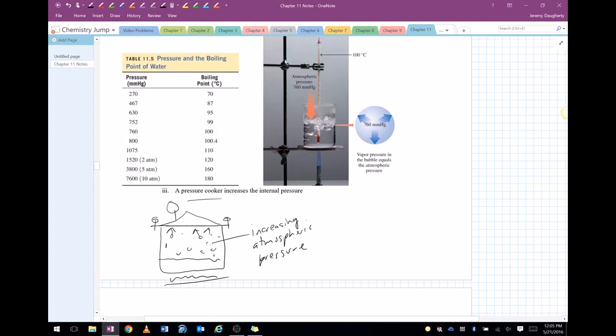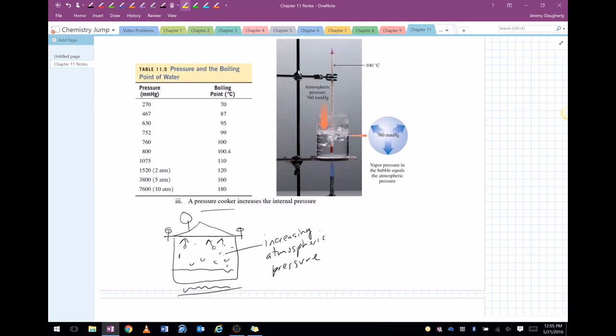If we look up here, you can see at 760, which is 1 atmosphere, the boiling point of water is 100 degrees Celsius. If we increase the pressure to 800, the boiling point goes up. If we increase the pressure to 1075, the boiling point goes up to 110. Why would we want to do that? Because it's the temperature of the water that cooks the food, not the action of boiling.